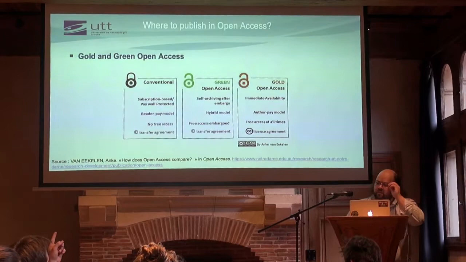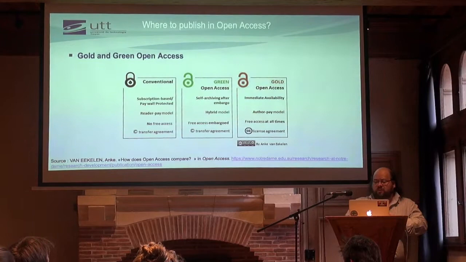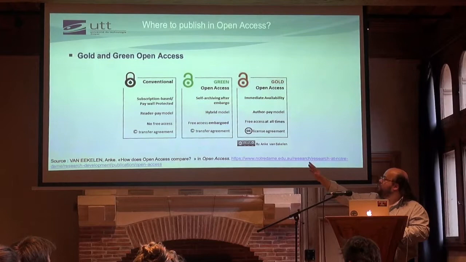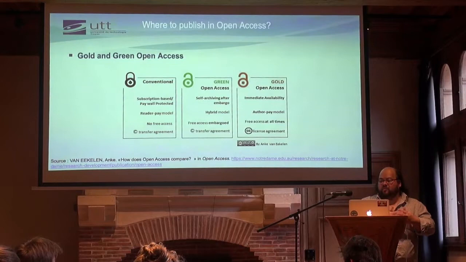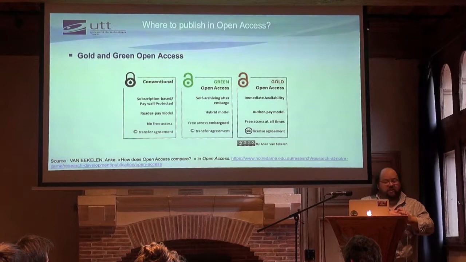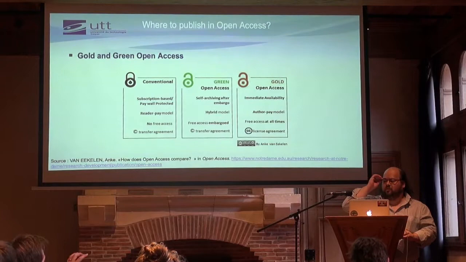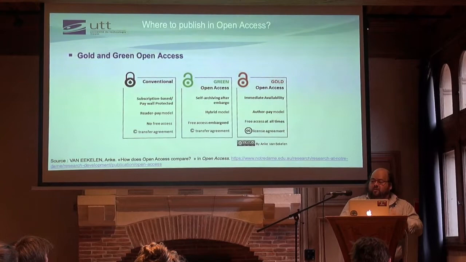Green open access: you have a publication that maybe you published in a paying journal, but you also can archive one version of your article. It will not be the final PDF by the publisher, but it will be the preprint. That means the version corrected but not yet edited by the publisher. It depends on the publisher. They have various policies, but you can find which policy each publisher has.